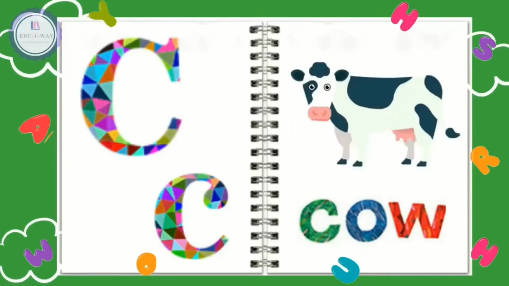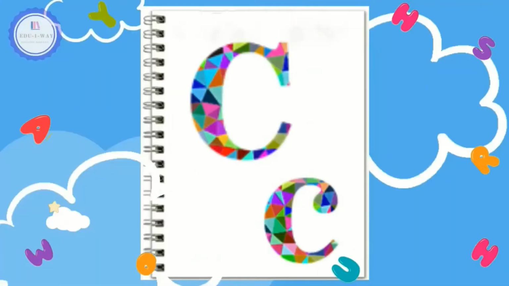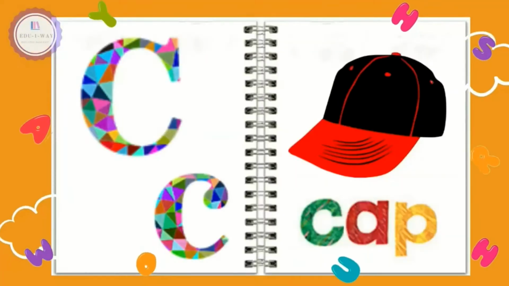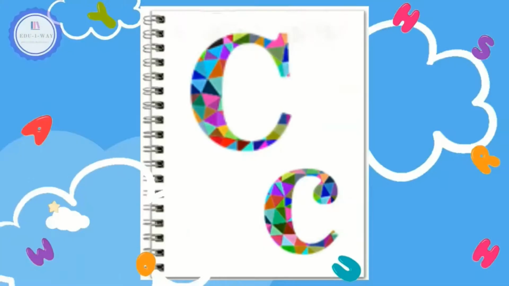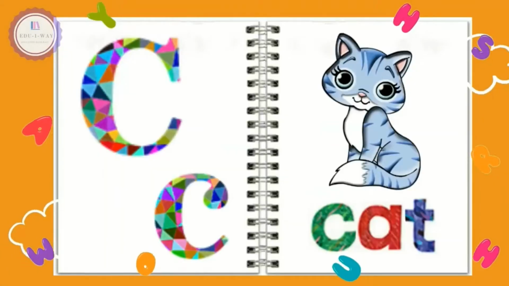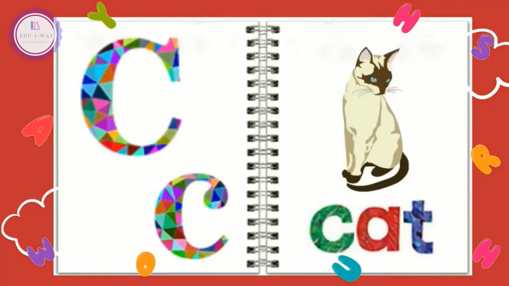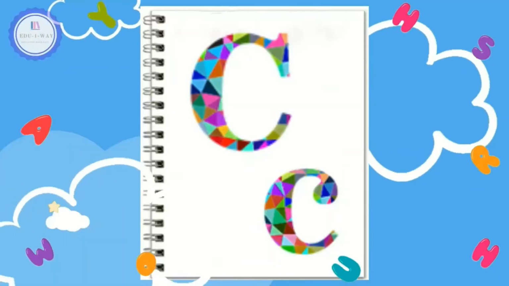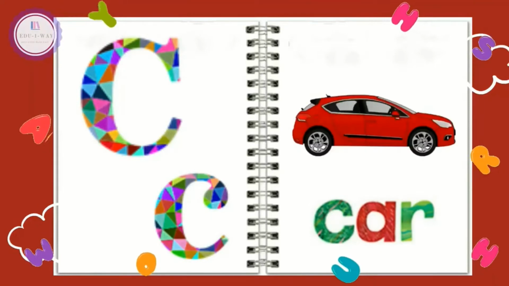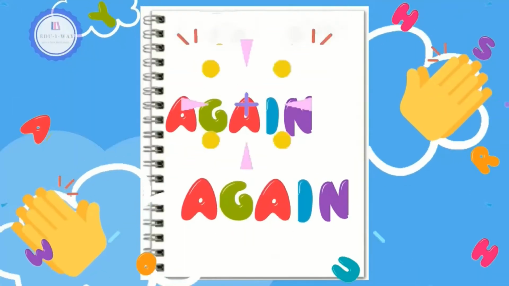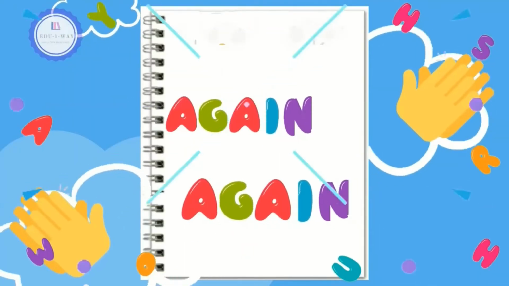Ka for cow. Cow, cow, cow. Ka for cap. Cap, cap, cap. Ka for cat. Cat, cat, cat. Ka for car. Ka, ka, ka. Yay! Again, again!